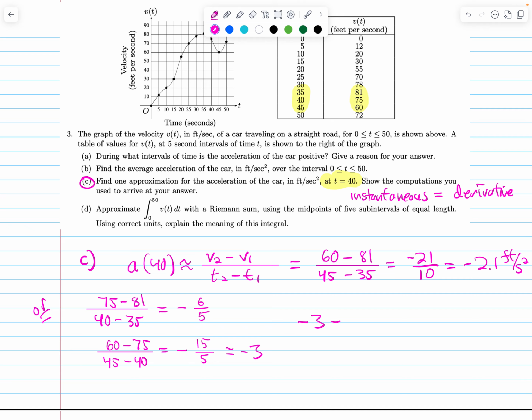If you average these things, negative 6/5, well, that's negative 1.2. If you average these things, first you add them together, you get negative 4.2. To find the average, you do negative 4.2 divided by 2. In this particular case, you get the same thing. That will not always happen with all data sets. It's kind of a coincidence on this problem.